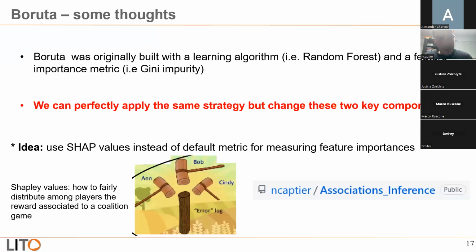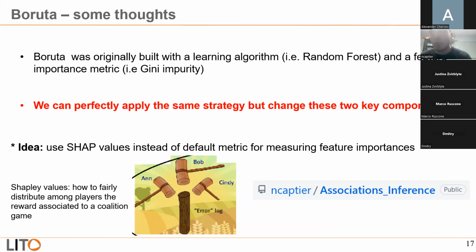So I will finish, and I think it's my last slide. I hope I was not too long. So again, it's just an introductory talk. I will finish by giving you some thoughts about this method. So the method, and when you read the article about Boruta, it was originally built around random forest and the default importance metric for random forest, which is the Gini impurity.